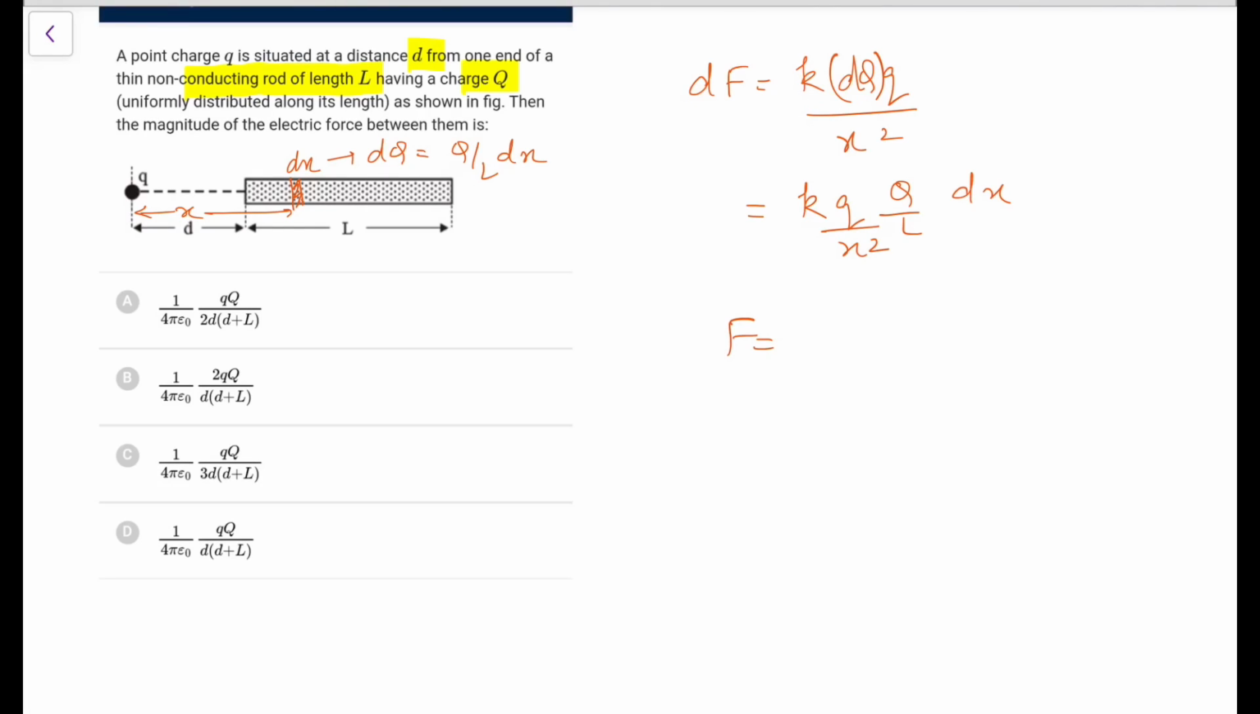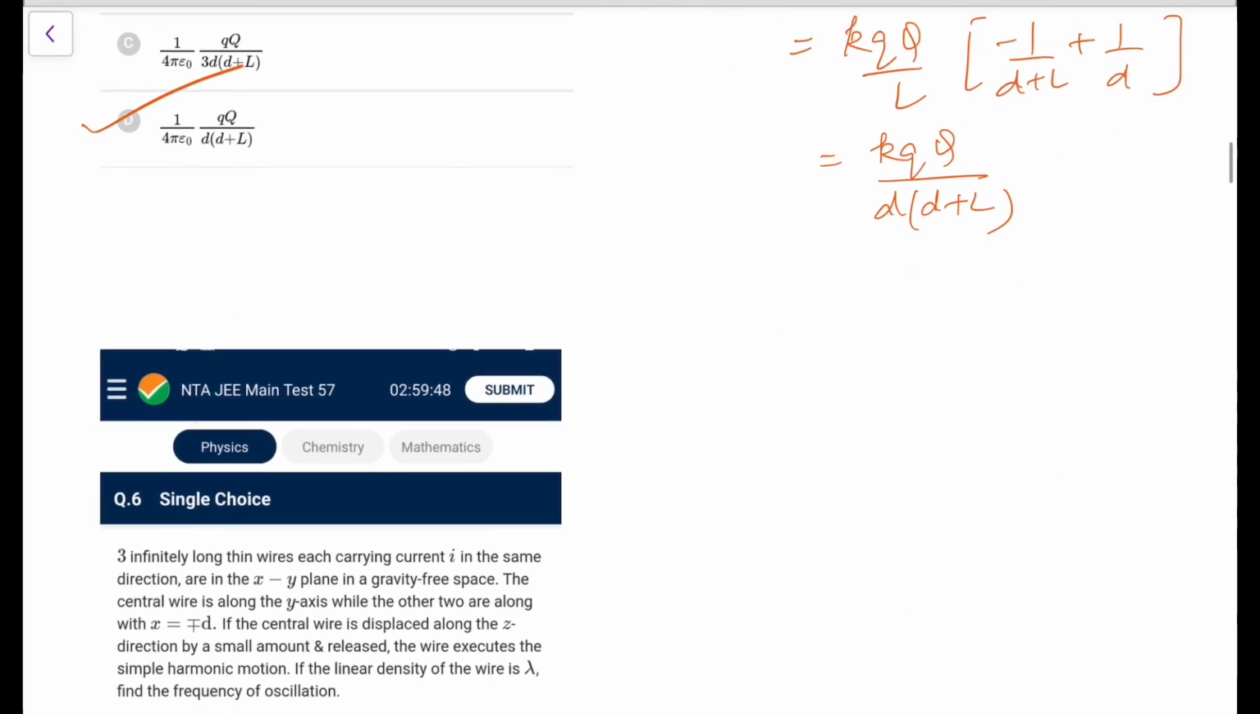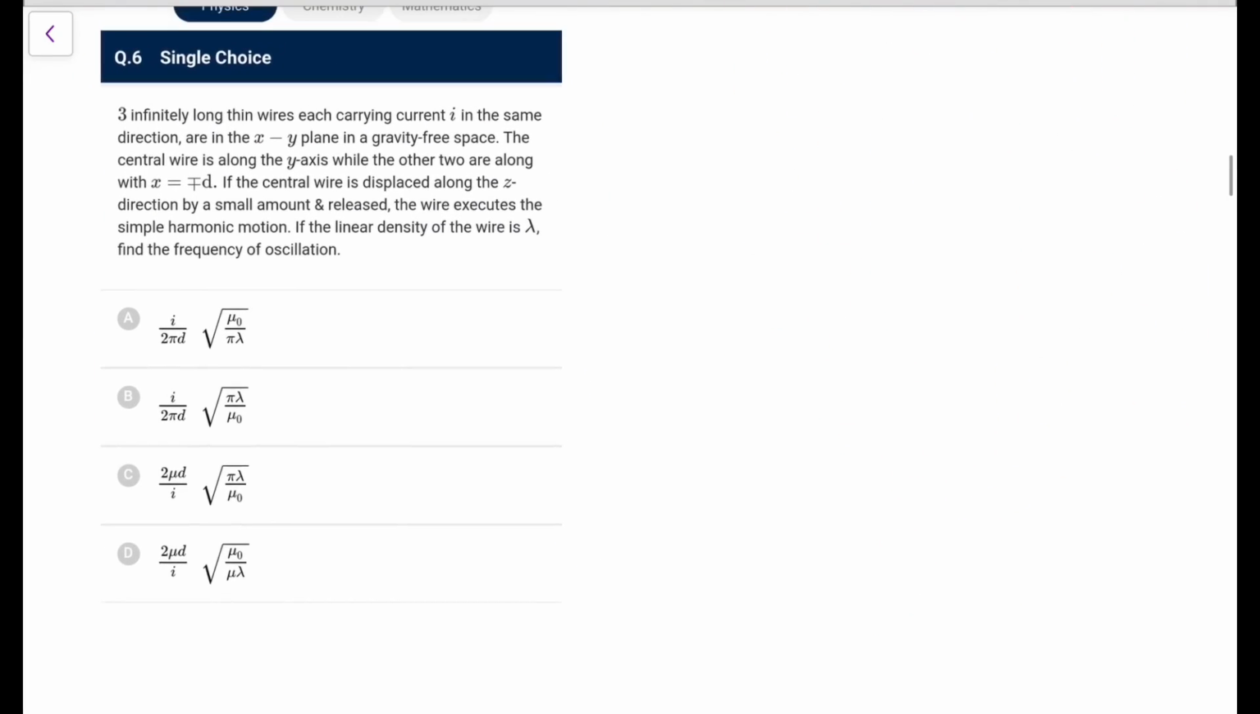So the complete force by integration: k q q, L common, dx by x square, going with the limit d to d plus L. Integration of 1 by x square is minus 1 by x, so minus 1 upon d plus L, minus minus becomes plus 1 by d. So L and L will get cancelled, k q q by d into d plus L. It's a regular question for you, and going by the options, this is the D option, that is the most appropriate one.